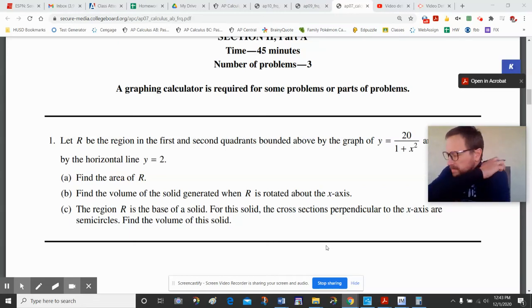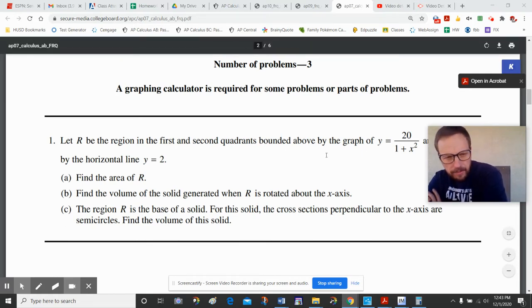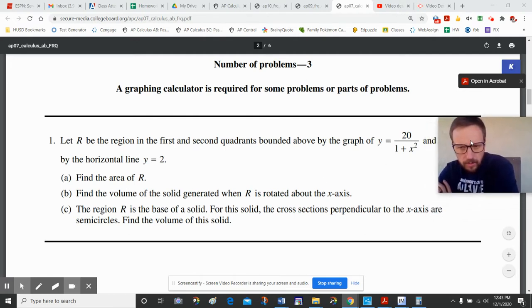All right, we're going to talk about cross sections that are different. So right here, this was a problem from back in 2007, and we give a graph. You've got this graph, you've got this line, and the region is bounded by those two. And we want to find the area of R. So that's what they're calling R, in both the first and second quadrants.